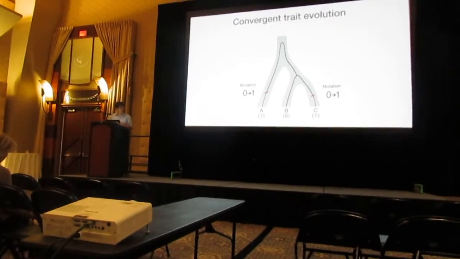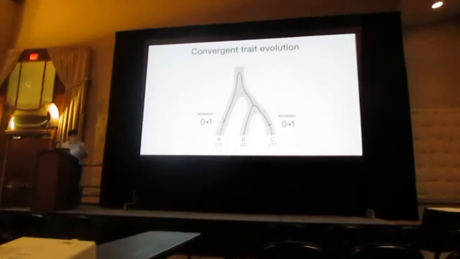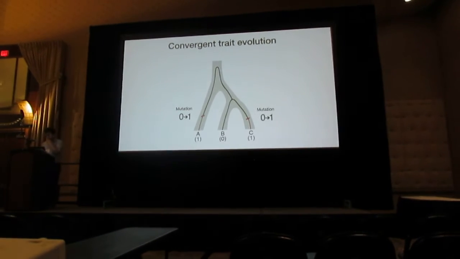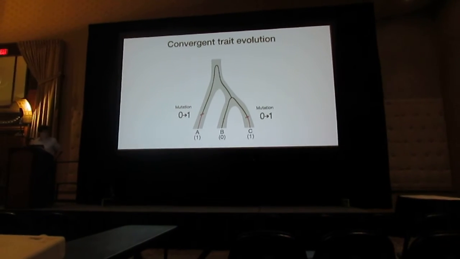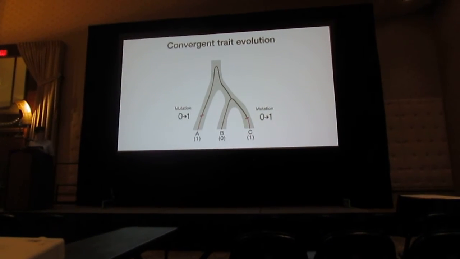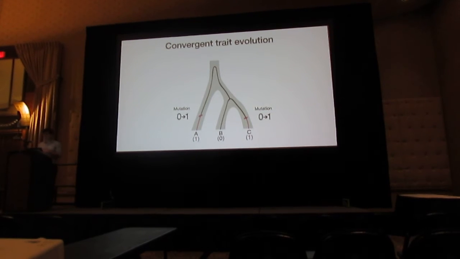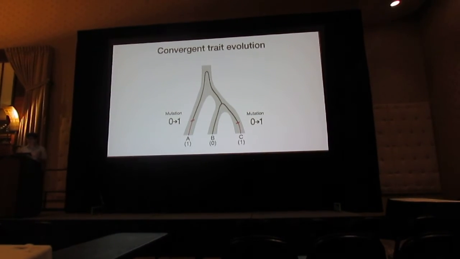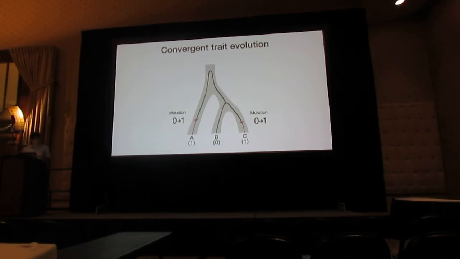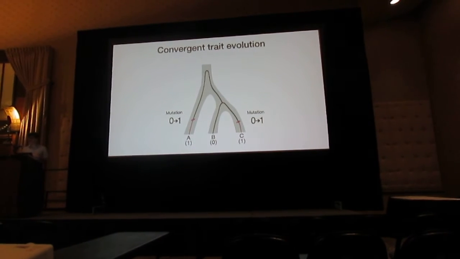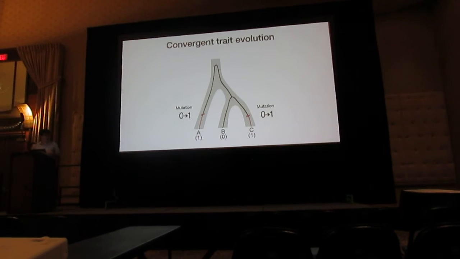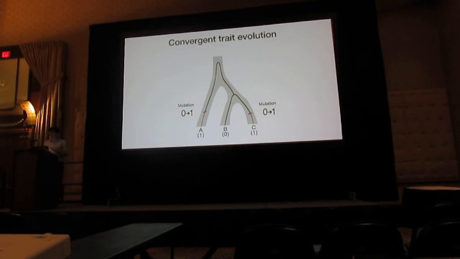B stayed in that 0 there, which seems incongruent with the phylogeny of the plate. So one possibility that explains this pattern is that there was convergence, which essentially means there were two mutations, or two transitions from 0 to 1. One of them happening in the branch that leads to what we see today as A, and the other one in the branch that leads to C.